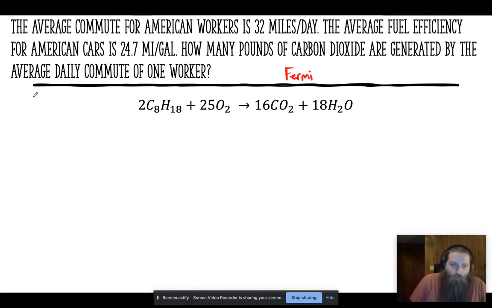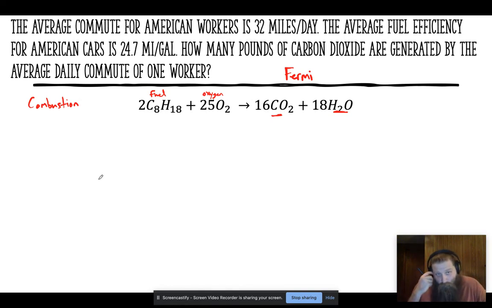And right here, you probably recognize this as a combustion reaction because I have a hydrocarbon, right? So here's my fuel. This is octane. C8 is octane. Here is my oxygen. And we've made carbon dioxide and water, right? So because we know our types of reactions, we can recognize that there's our combustion reaction. So this is what our car is doing. So assuming that none of that carbon dioxide gets captured by, say, a catalytic converter or some kind of emission control, how many pounds of carbon dioxide are generated by this average daily commute?